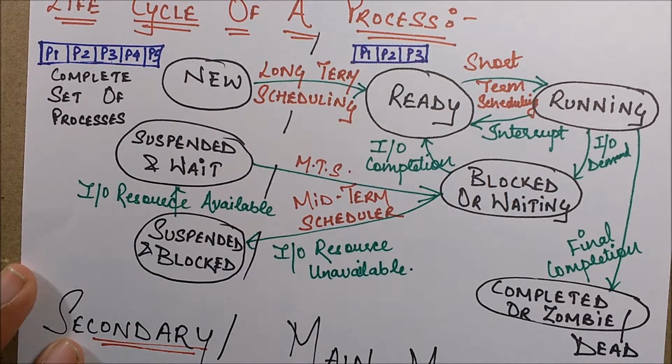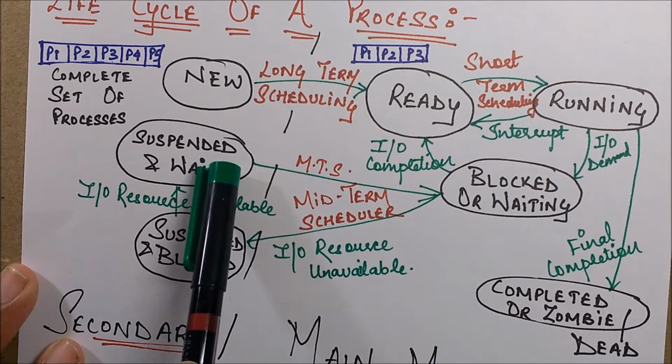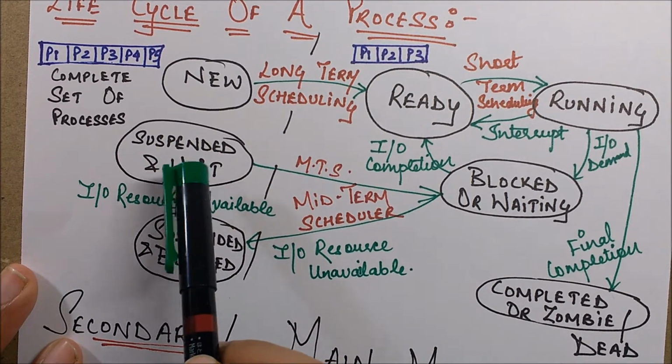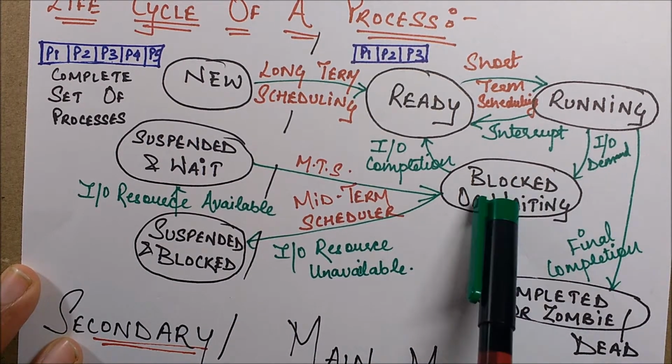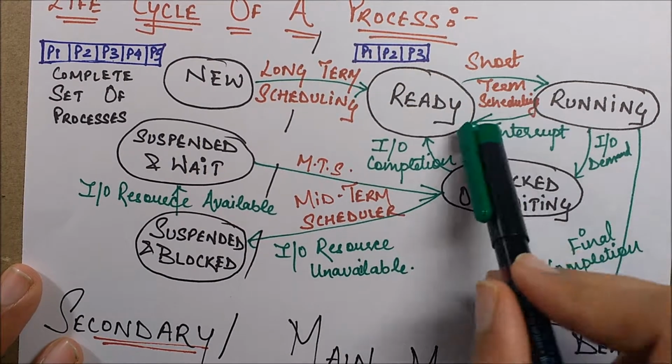Now after a process has the input output resource available, the midterm scheduler next makes a call to swap in this process from here to this blocked or waiting state, wherein the process completes its input output task and then it is moved to this ready state.